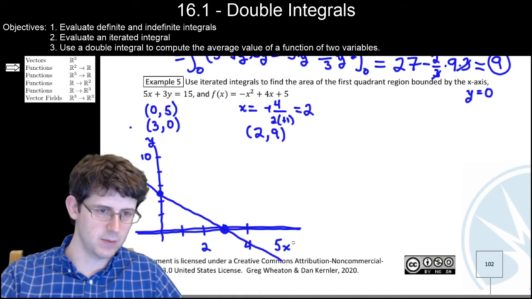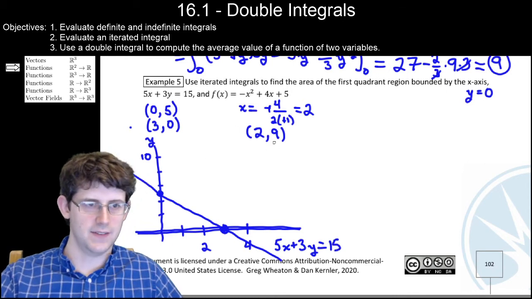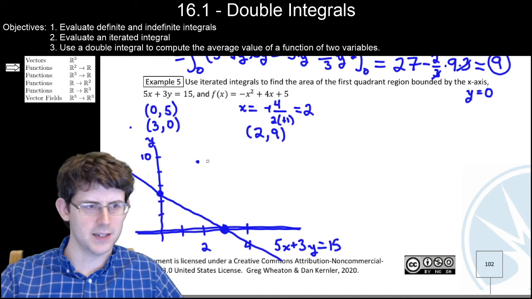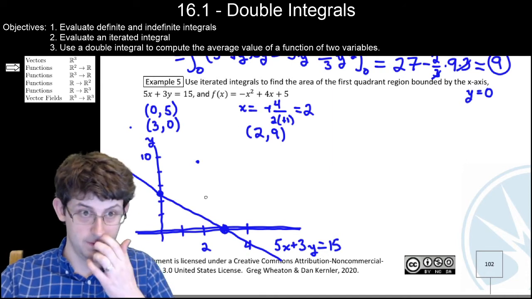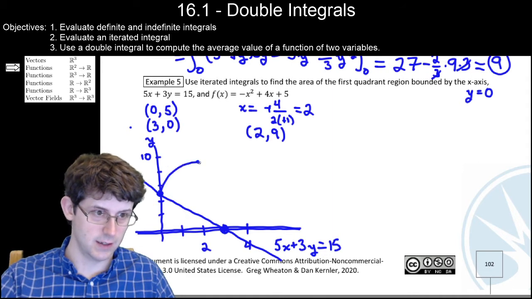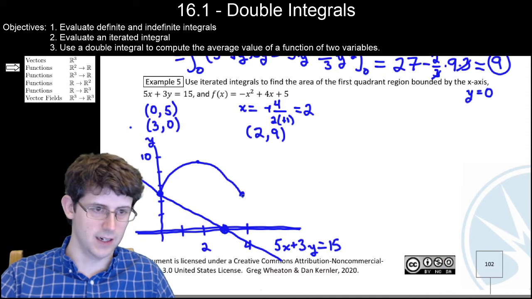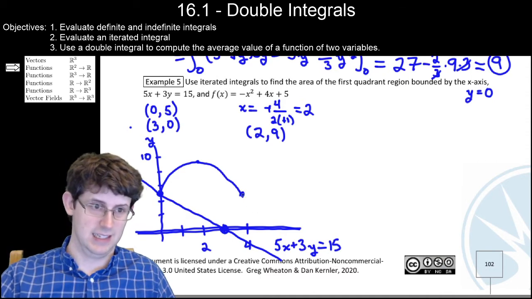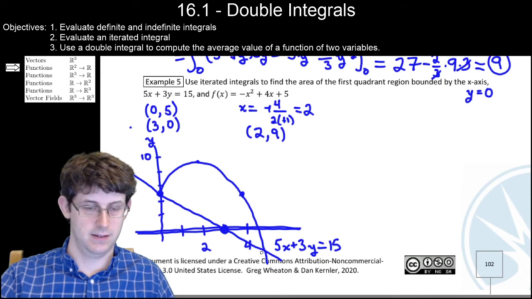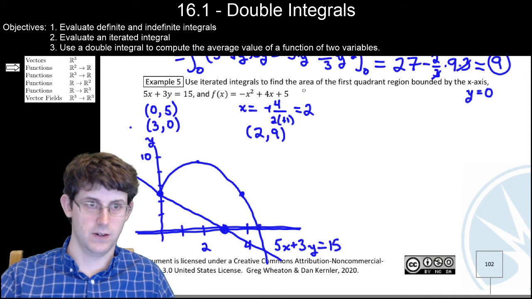So here's the line in the question. That's 5x plus 3y equals 15. Then I've got this parabola, which starts up here at 2, 9. The y-intercept is at 5, so it looks like this. And then it's going to be at 5 again over here. Yikes, I don't know where this actually crosses.